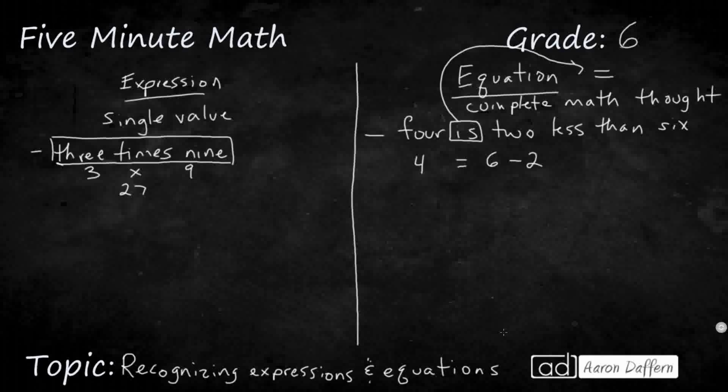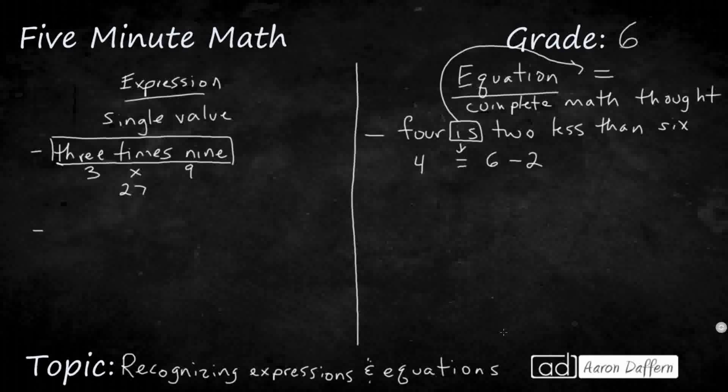So this is an equation, not an expression, because of this equal sign. It's a complete thought because it's balanced on either side. That 4 has the same value as 6 minus 2, or 2 less than 6. And the equal sign makes it an equation rather than an expression.